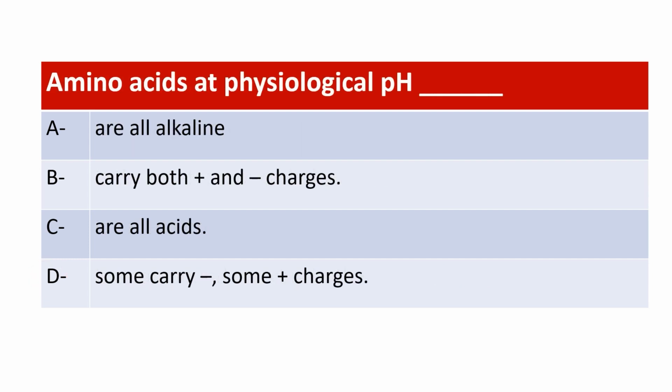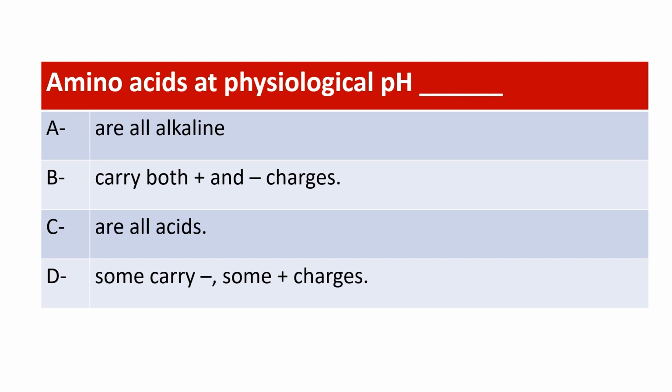Amino acids at physiological pH, blah blah: A. are all alkaline. B. carry both positive and negative charges. C. are all acids. D. some carry negative, some positive charges. As you see, this is an alternate version of the previous question. Let me repeat. The physiological pH, such as 7.4, which is the normal blood pH, actually 7.35 to 7.45. And at this pH, amino acids are in the zwitterion form, meaning that they carry both positively and negatively charged groups at the same time.